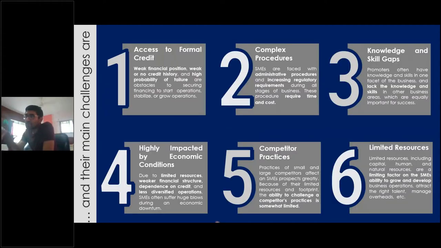So given the peculiarities, the challenges, let's say there are the top six challenges we can understand. Formal credit continues to be a problem. Given everything that is there, there is still an issue in terms of them getting access to formal credit. They are also subjected to more complex procedures for accessing credit versus others, which is another problem.